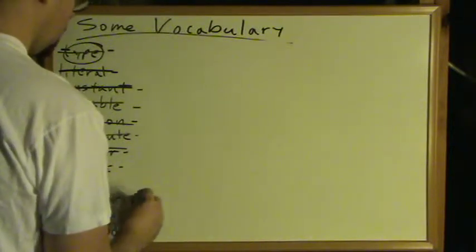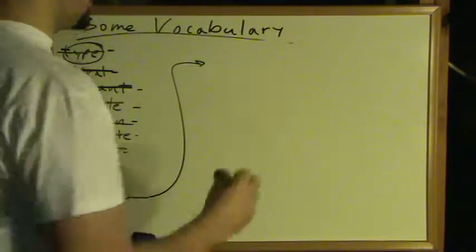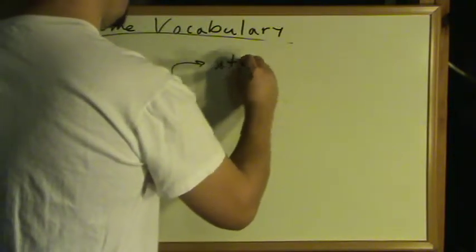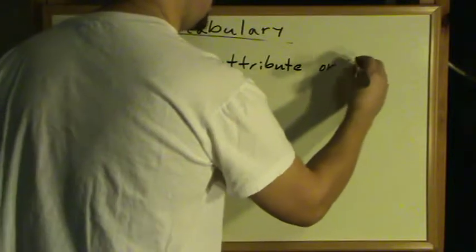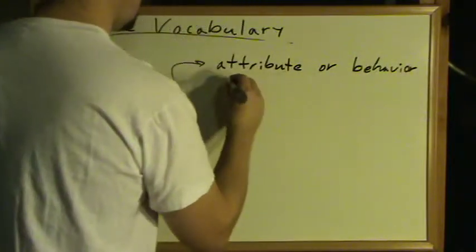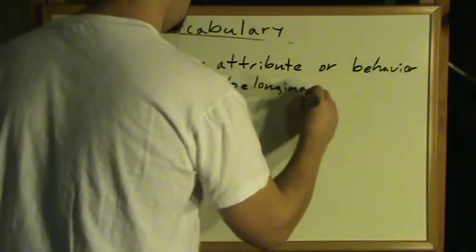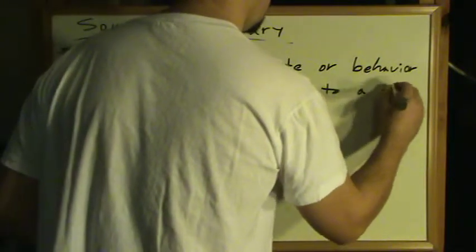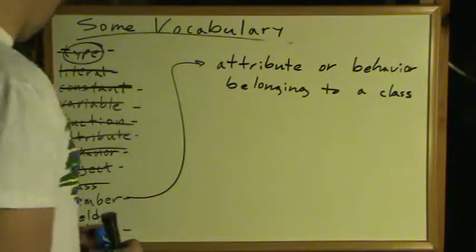Member. Attributes and behavior belonging to a class. Attribute or behavior belonging to a class. I think I'll leave that one there. The next two definitions will actually further explain this.